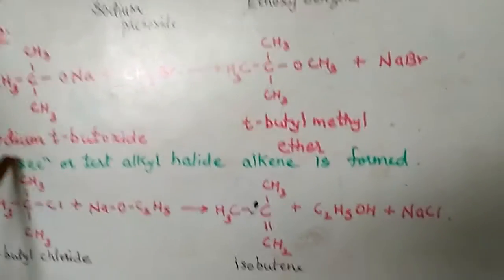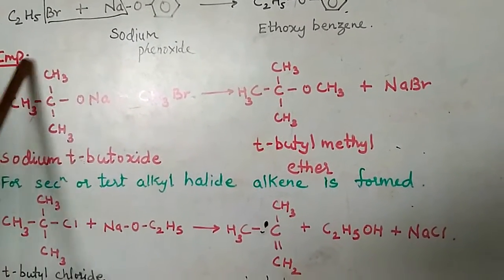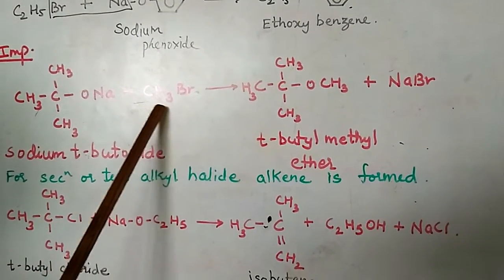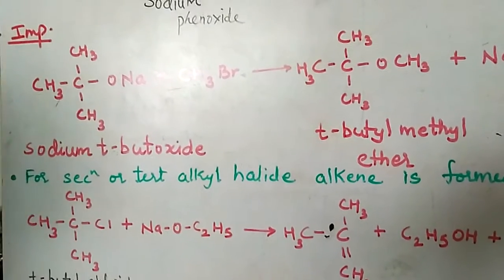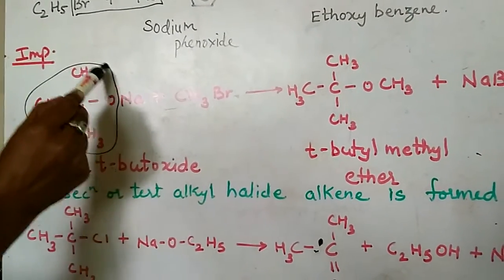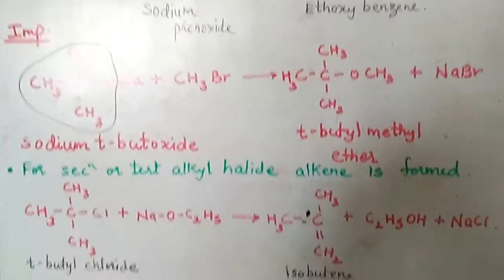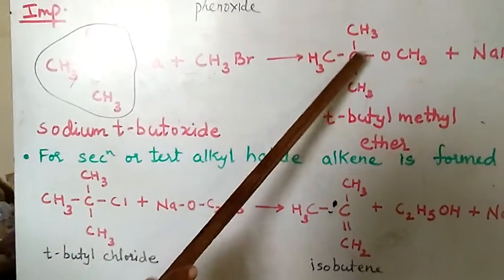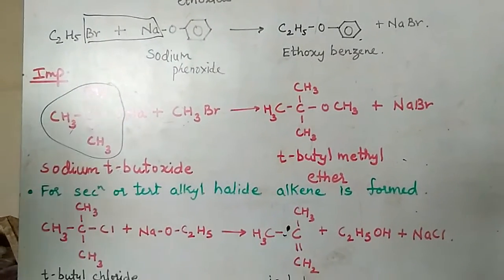Ethoxybenzene and NaBr. Now we are taking a higher compound here. Sodium tertiary butoxide, sodium and tertiary butoxide. When treated with methyl bromide, again NaBr will be lost and what will form? All this group will remain as it is. This much group is remaining as it is, and it will combine with CH3. O and CH3 will be formed. So you get formation of tertiary butyl methyl ether. T-butyl and methyl ether will be formed here along with NaBr.